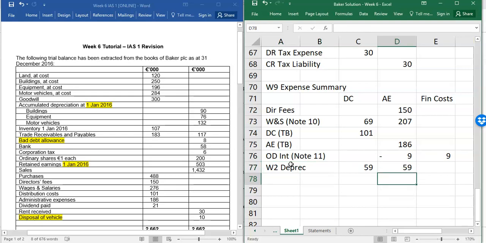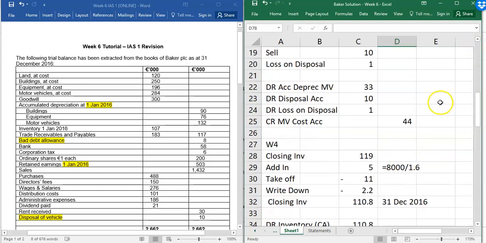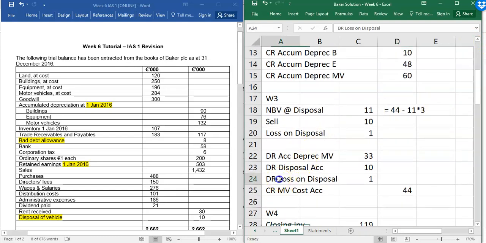So you can see they're nice and neat, and you're cross-referencing to show the examiner where your workings are coming from. There's nothing more frustrating for an examiner than a student who doesn't show where figures come from, and therefore we can't reward you the marks. So working 3, we have a loss on disposal of 1, which we'll put into admin expenses.